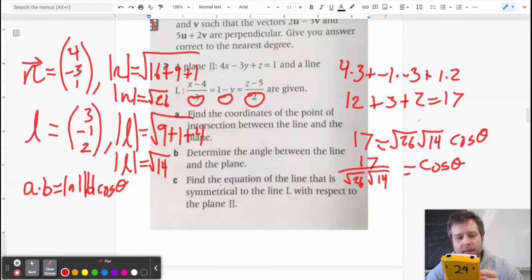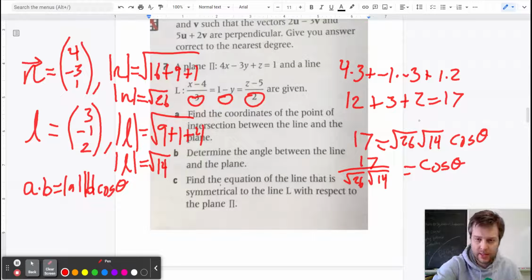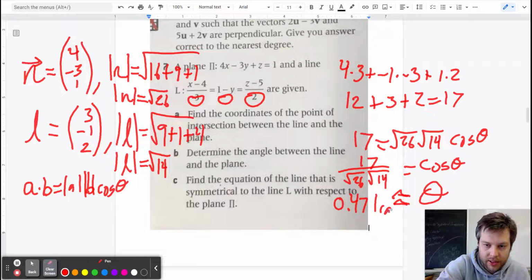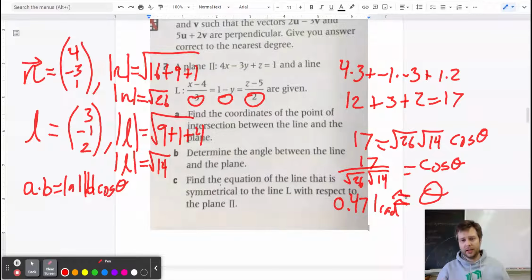Let's see, am I in radian mode? Okay. So I get that the angle, inverse cosine, is approximately 0.471 radians. Now be careful, because we didn't actually find with this the angle between the line and the plane.